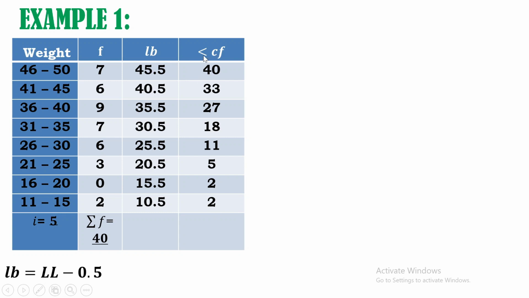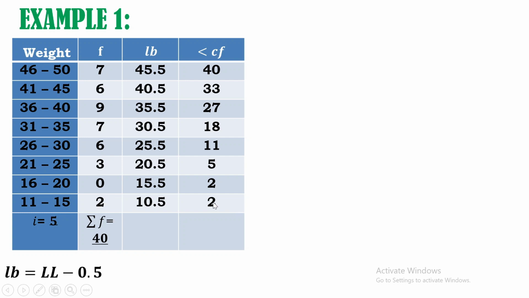Take note, you can check your answers on the less than CF column by making sure that you have the same value on the lowest class interval for the frequency column and less than CF. So since the frequency of the lowest class interval is 2, then the last value on the less than CF column should be equal to 2. Or starting from the bottom, we first copy the frequency of the lowest class interval, that's 2.